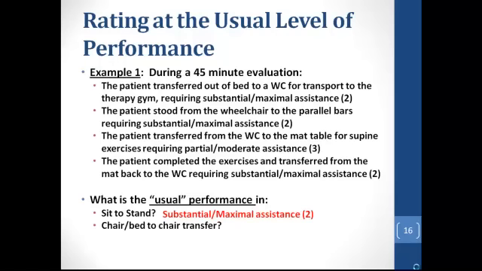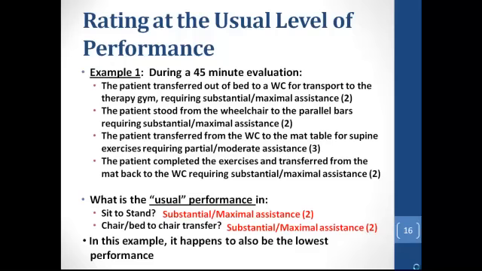In this example, the usual performance also happens to be the lowest performance. So for sit-to-stand, the best answer would be substantial maximal assistance, and for transfers, substantial maximal assistance.